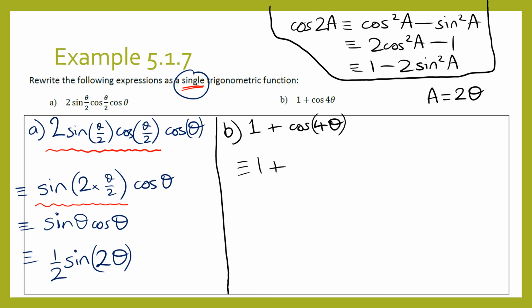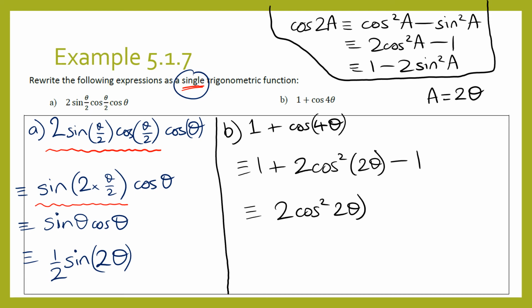So choosing the middle version, replace cos of 4 theta with 2 cos squared. Remember, we're replacing A with 2 theta. I'm going to put it in brackets just because I think it's easier to write. And then there's a minus 1 as well. Don't forget about the minus 1. Because we had a 1 plus at the beginning and we've got a take away 1 at the end, they disappear, leaving us with 2 cos squared of 2 theta. So that's a single trig function. It's squared as well, that's fine, but that satisfies the requirement of the question.